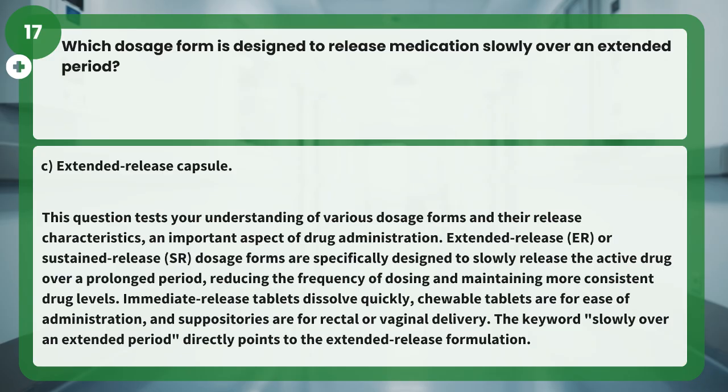Answer C. Extended release capsule. This question tests your understanding of various dosage forms and their release characteristics, an important aspect of drug administration. Extended release or sustained release dosage forms are specifically designed to slowly release the active drug over a prolonged period, reducing the frequency of dosing and maintaining more consistent drug levels. Immediate release tablets dissolve quickly. Chewable tablets are for ease of administration, and suppositories are for rectal or vaginal delivery. The keyword, slowly over an extended period, directly points to the extended release formulation.